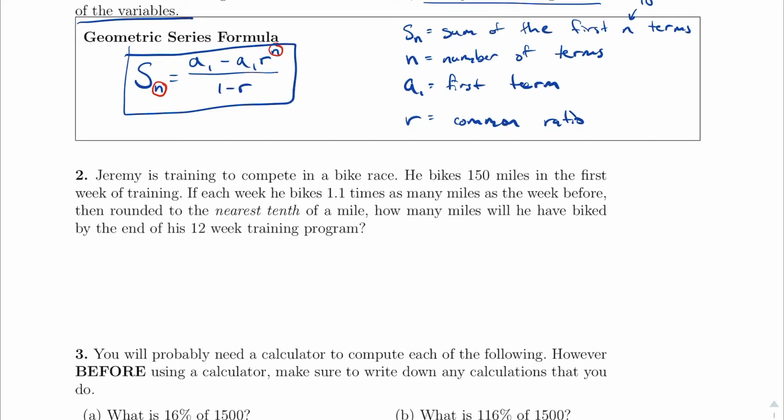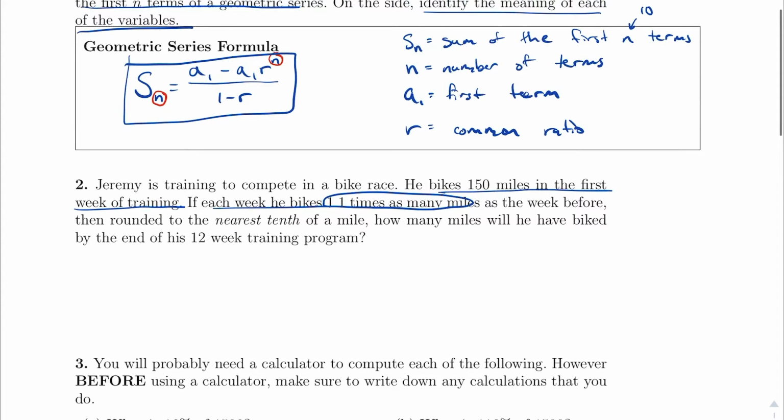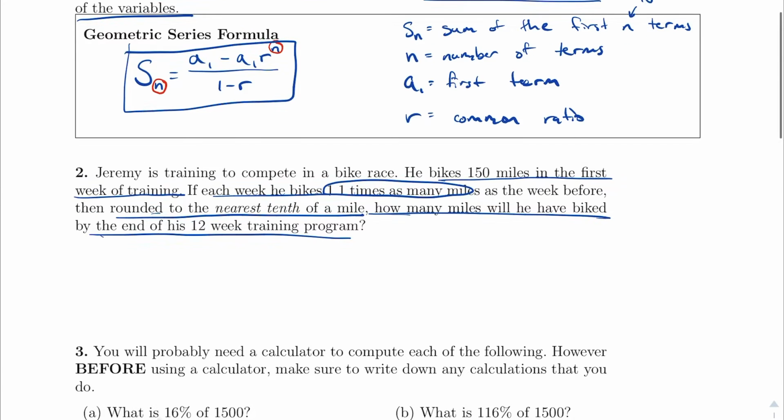Jeremy's training to compete in a bike race. He bikes 150 miles in the first week of training. In each week, he bikes 1.1 times as many miles as the week before. Then rounded to the nearest tenth of a mile, how many miles will he have biked by the end of his 12-week training program? So it looks like in the first week, Jeremy bikes 150 miles.